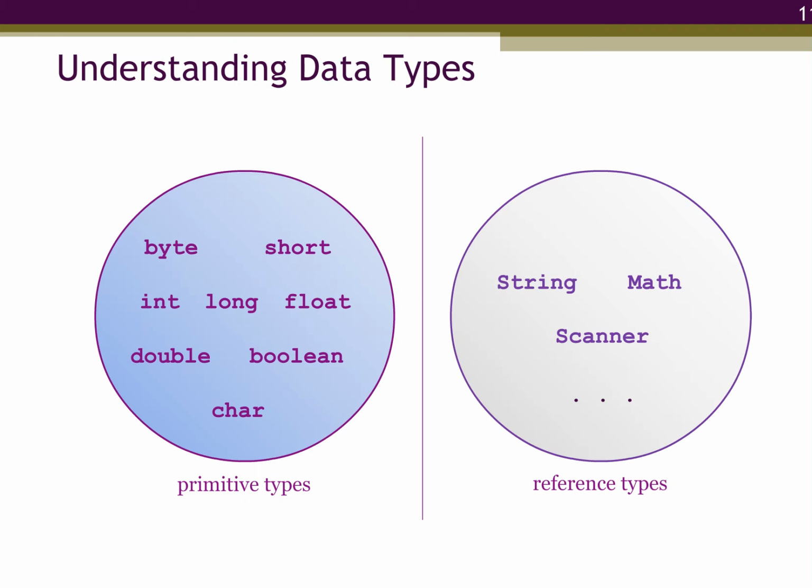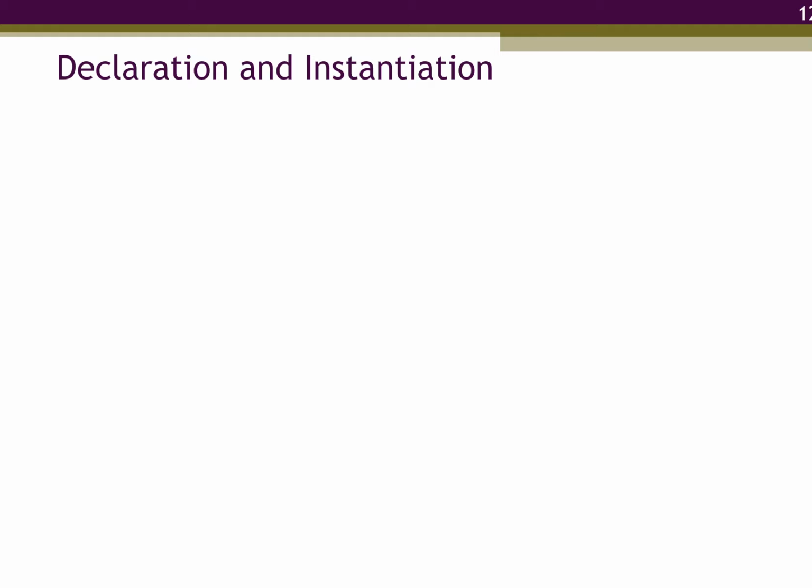Recall that Java's data types fall into two broad categories, primitive types and reference types. Each of these categories has its own set of rules. Most of the data types we have seen so far have been primitive types. However, Scanner is a reference type, so we have to follow the rules for reference type variables in order to use it. In order to use a class such as Scanner, we must do two things.